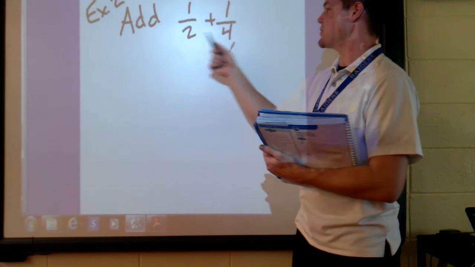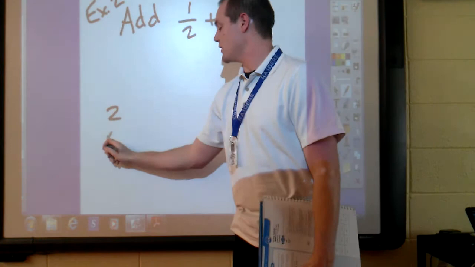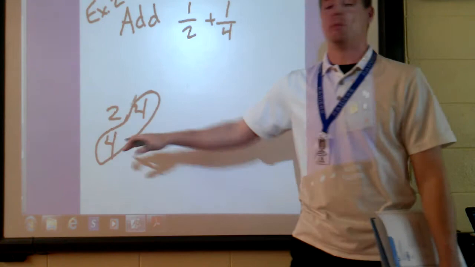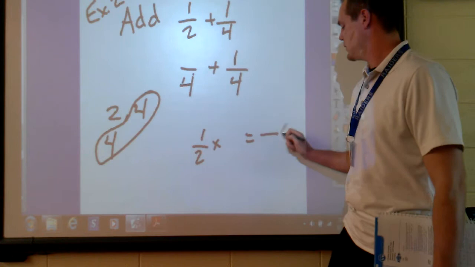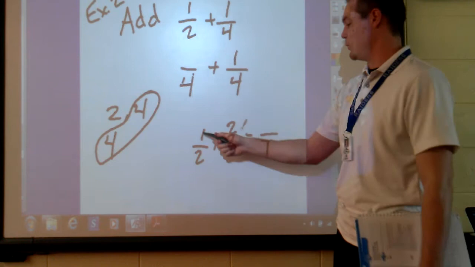Now, we can write down the denominators 2 and 4, list the factors, and find the least common multiple, which is 4. Then ask ourselves, what is 1 half equal to if it has a denominator of 4? We know that 2 times 2 is 4. This needs to be a fraction equal to 1. 1 times 2 is 2. So we're adding 2 fourths plus 1 fourth.